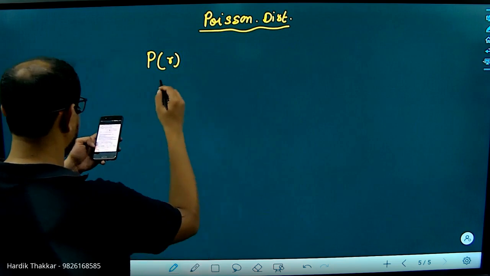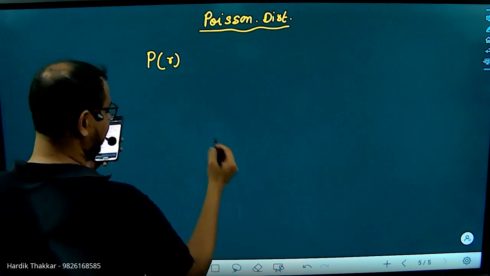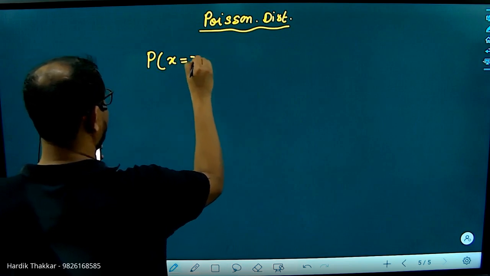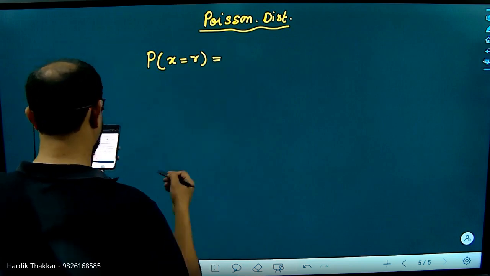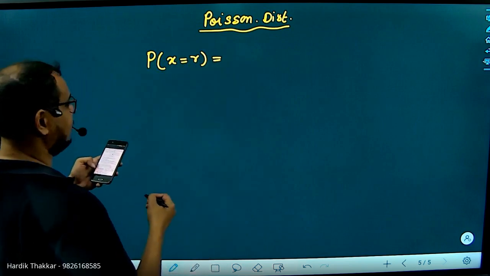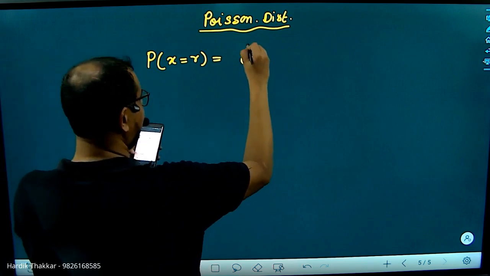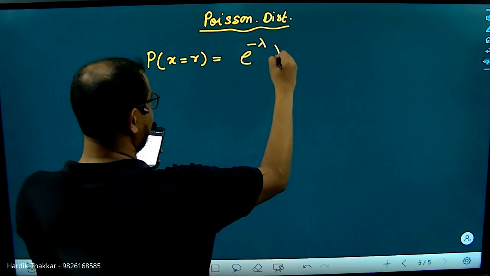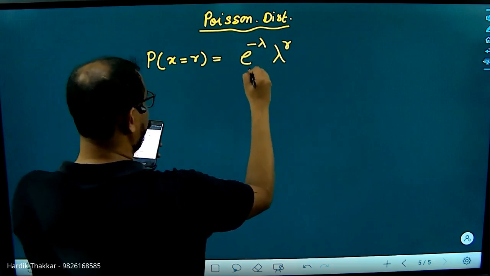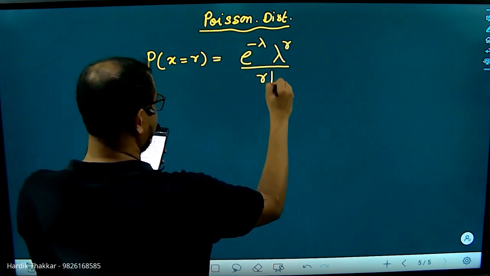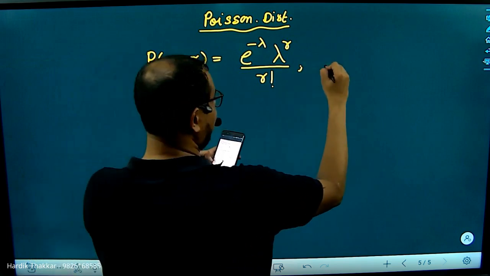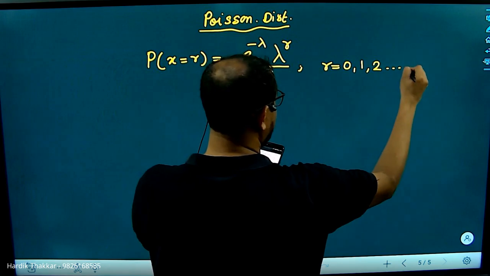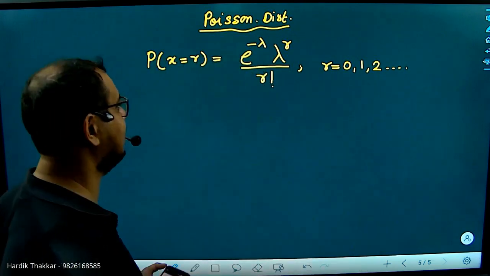Okay, so if we want to calculate the probability of r successes, or let us write it as probability of X is equal to r, where r represents the number of successes, then it can be calculated by using this formula: e raised to power minus lambda into lambda raised to power r divided by r factorial. Here the value of r will be either 0, 1, 2, 3, and so on. r is the number of successes.